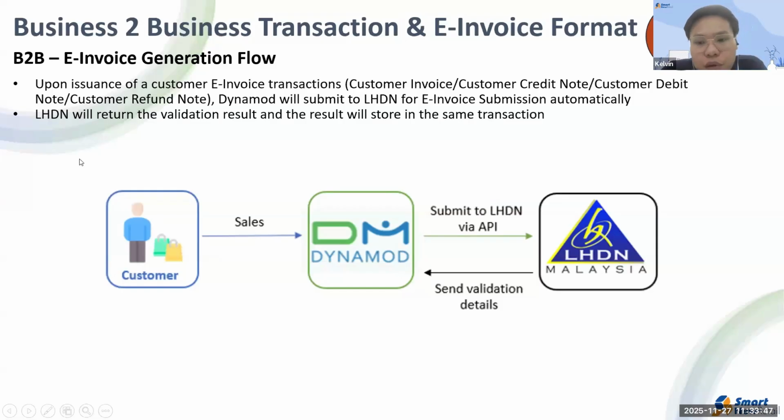So this is a simple flow on how our system submits the e-invoice. Normally the customer uses Dynamod, and our Dynamod will send the invoice to LCN through API. And LCN will send the document status back to us into Dynamod. So our user is able to use Dynamod to send the document and also check the document status, whether it's submitted successfully or not.